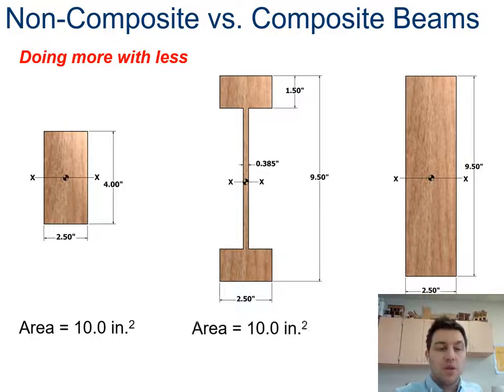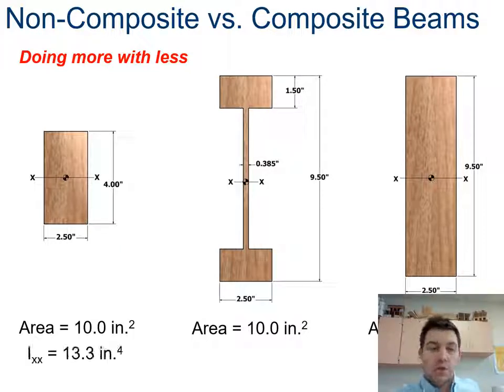So if I look at this rectangle, my area is 10, my area of the middle one is 10, and my area of the right rectangle is 23.8. So I have the exact same amount of area in my left two than I do on my right one. So that means that the left two are cheaper than the right one, just because there's less material. Which shapes are the strongest? So let's compare their moments of inertia.